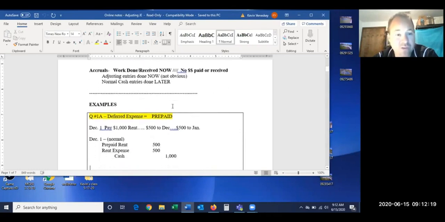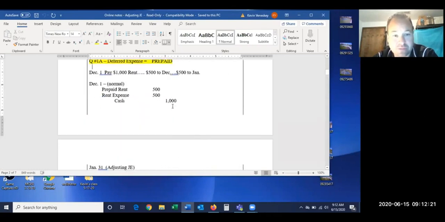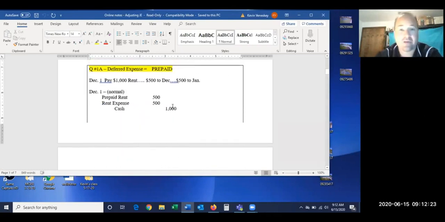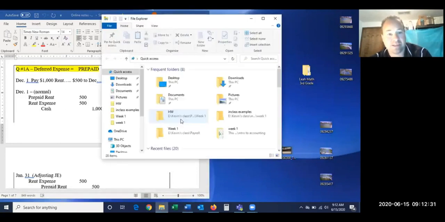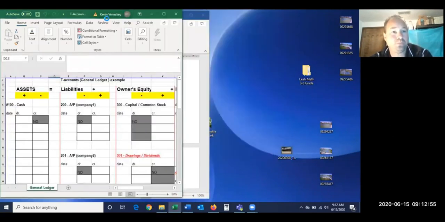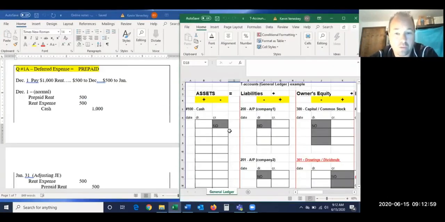Okay, now we're going to get into some examples to see how this works. And I'm also going to have up a T account sheet, and I think this will help us. As we go through these, we're going to put the items into the T accounts and do the journal entries. I think you'll get a better visualization if you can see it actually in the T accounts as well.